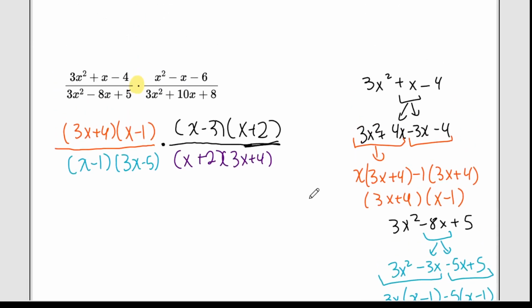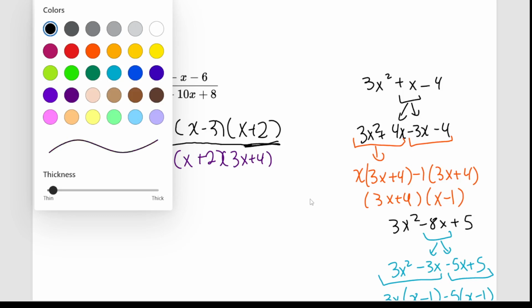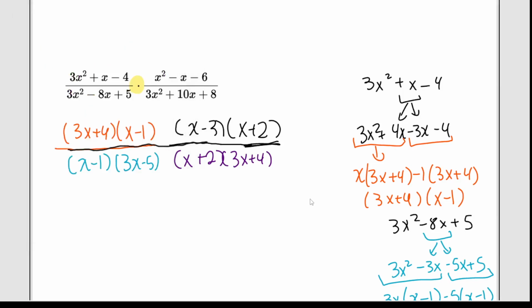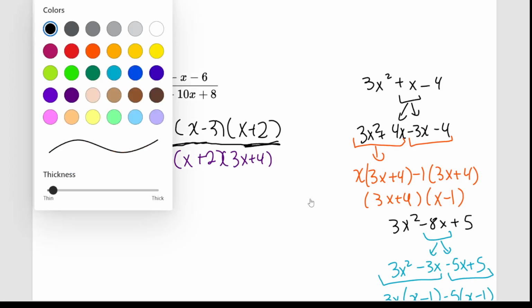Now I want to see, as I'm multiplying across the top, multiplying across the bottom, that's effectively just going to elongate this nice beautiful fraction bar, right? Because I'm just multiplying across the top, multiplying across the bottom. But I want to note what's going to simplify.